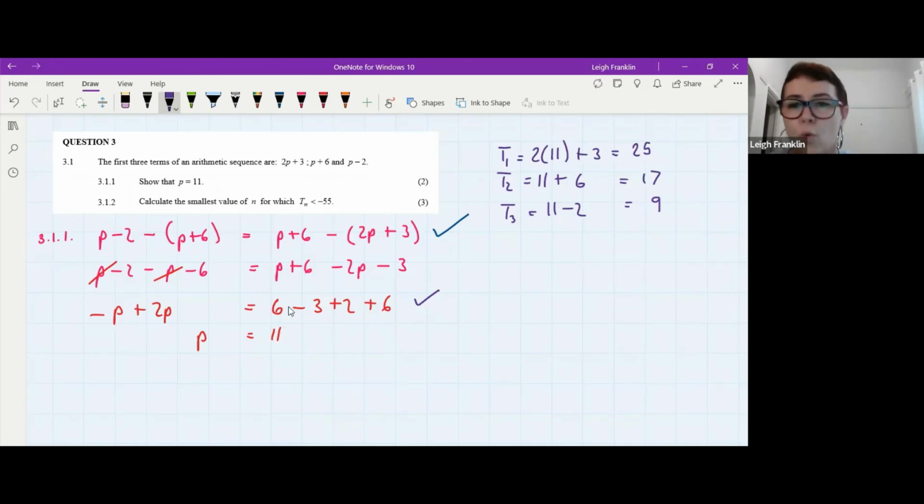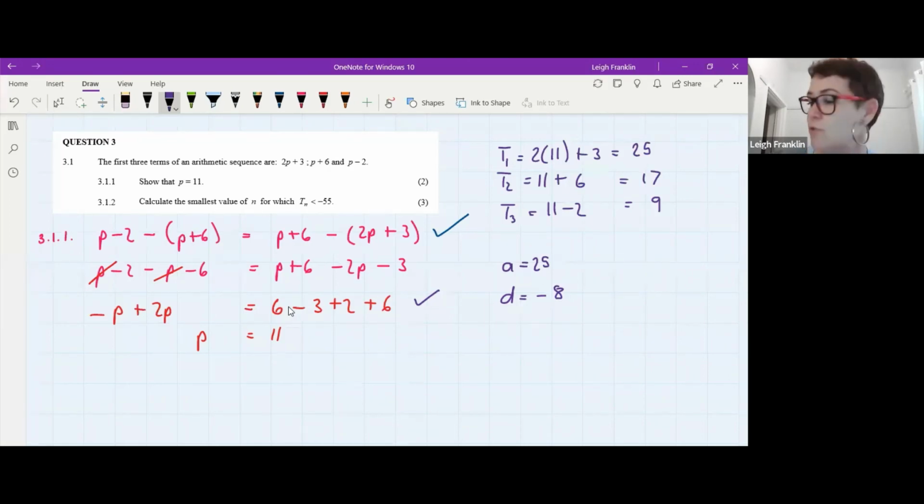All right, so we know that A is 25. We know what D is in this particular case, because we can say term 2 minus term 1 or term 3 minus term 2. Okay, so what is D equal to? Negative 8, lovely. And we can see that because our terms are getting smaller.